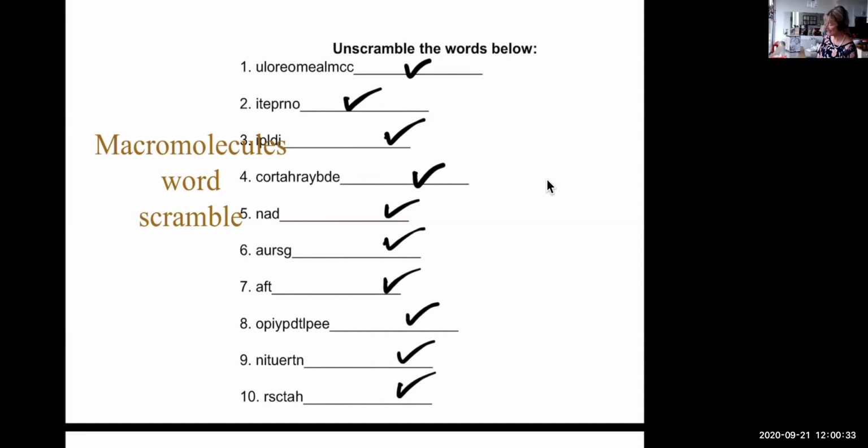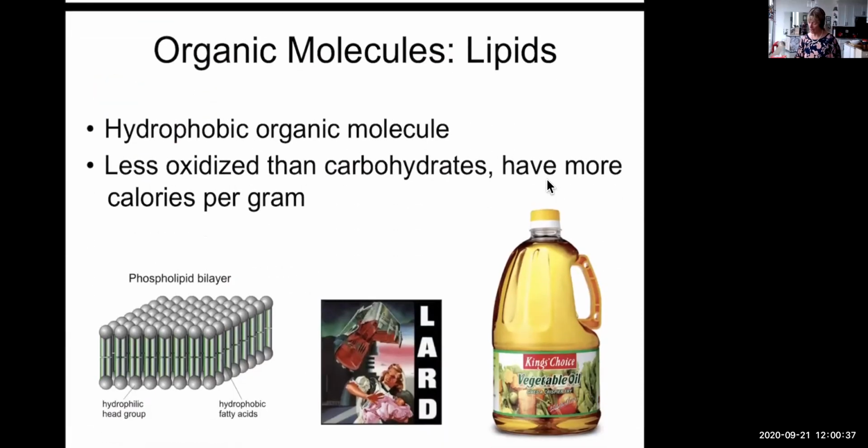Well done. So that brings us to the end of carbohydrates. Let's look at the next macromolecule of interest, lipids. Lipids are hydrophobic. So if you ever put oil in water, you know it's going to clump together. Doesn't like water. Hydrophobic means water hating. It's an organic molecule, of course. It has a carbon backbone. It's less oxidized than carbohydrates, so it has more calories per gram.